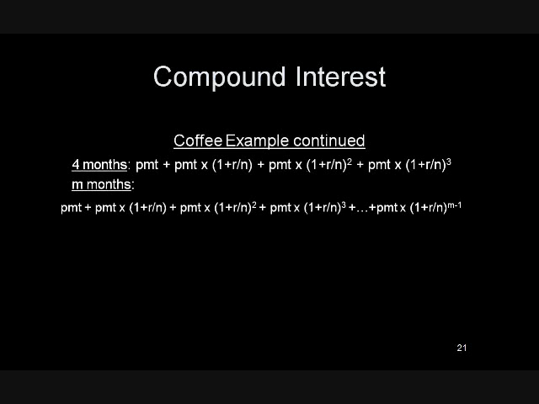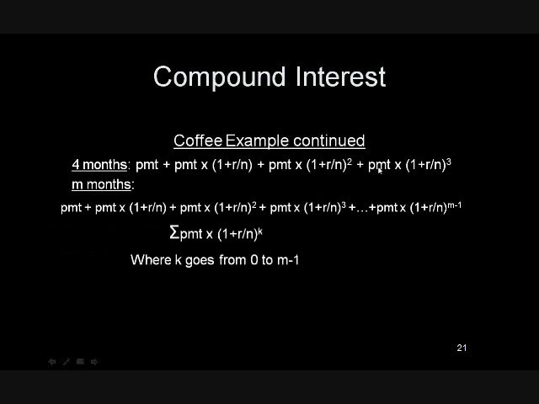And what we're going to do now is generalize it even further, because we've detected a pattern here. We see that after m months, we end up with a series of terms, and in the last one, the exponent is m minus 1. So after 3 months, the last exponent was 2. After 4 months, the last exponent was 3. After m months, the last exponent is m minus 1.